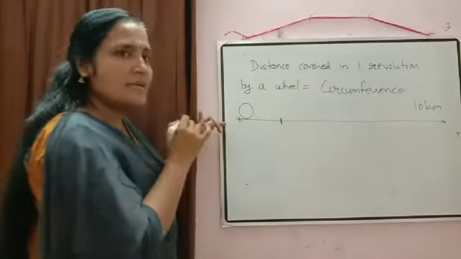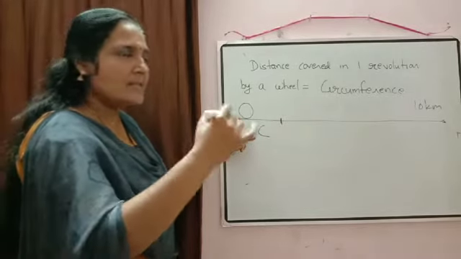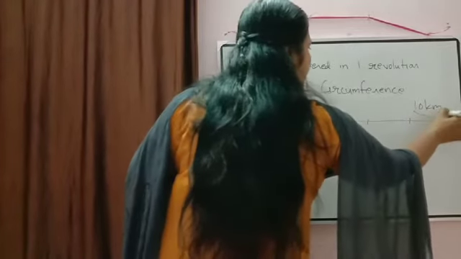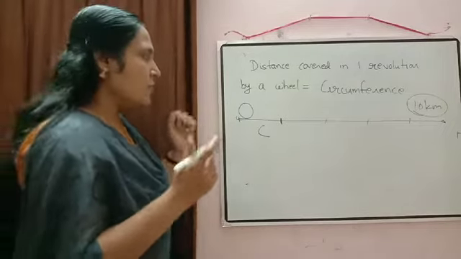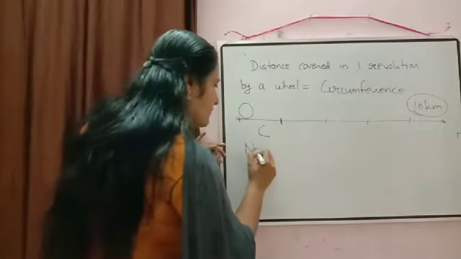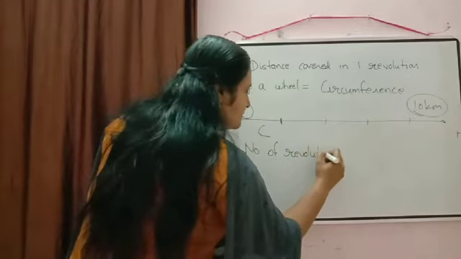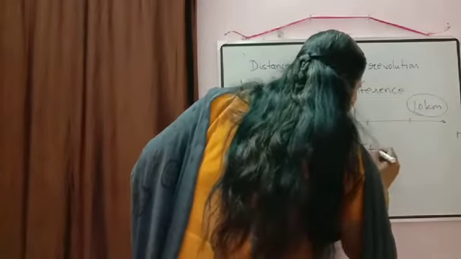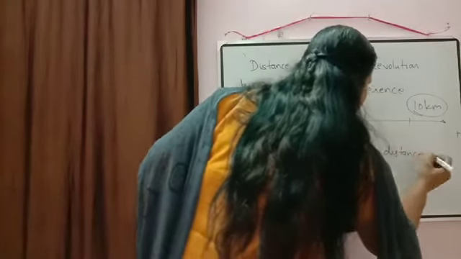So distance covered in one revolution is equal to its circumference. In this way, how many times will we go? We will go till the distance covered is 10 kilometer. Correct? So from this we can derive the formula. Number of revolutions is equal to total distance covered. Correct? How many revolutions will there be?